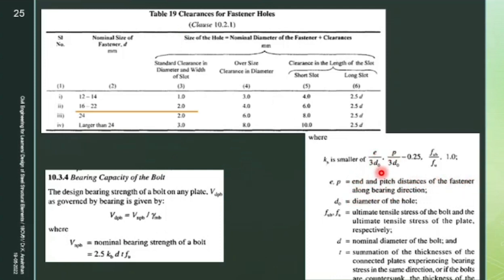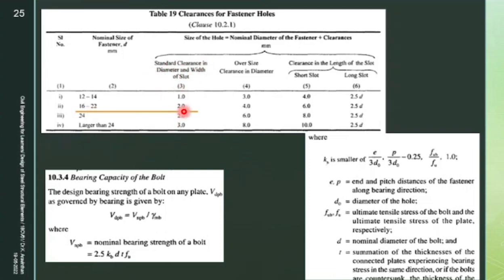Okay. Do you know DO? What do you mean by DO? Nominal diameter of the hole. So how to find the diameter of the hole is the table 19. At the page 73 you have clearance of fasteners. So which diameter is your case? So nominal size of fastener they have given here. Does it come under 12 to 14 mm? What is the dia of your bolt? 16 mm. So 16 to 22 is your case here. So for this case, what is the standard clearance in diameter of the hole?